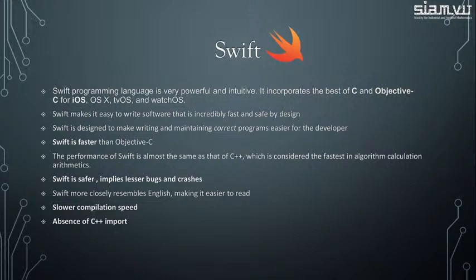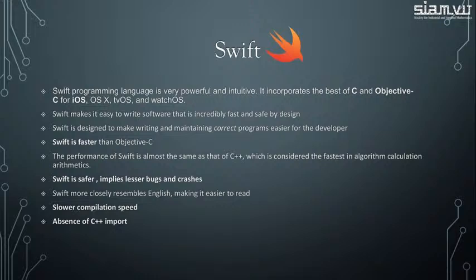Also, the performance of Swift is almost the same as that of the C++ programming language. Most of you would have already heard about C++ and done a lot with it. So if you know that, you would know that C++ is one of the fastest languages for algorithm calculation and arithmetic available, right? So if Swift is pretty much of that same speed, you could figure out that Swift is also very good at that particular arithmetic, right?